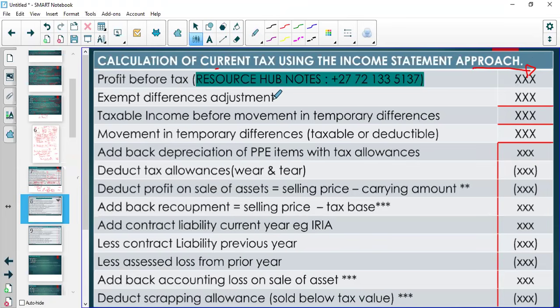So after dealing with exempt differences, we then have taxable income before movement in temporary differences. Here is what the lecturer said you should know. This is the income statement approach.